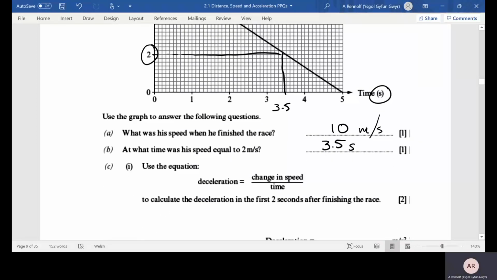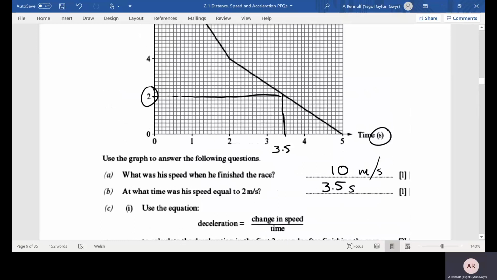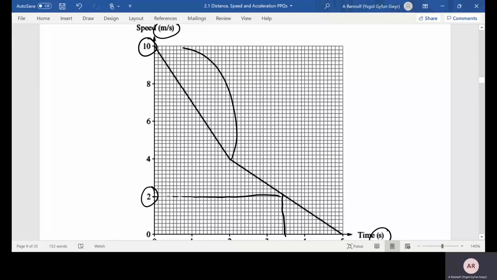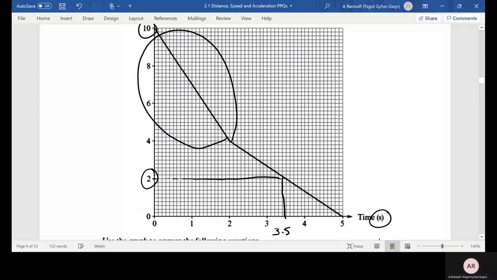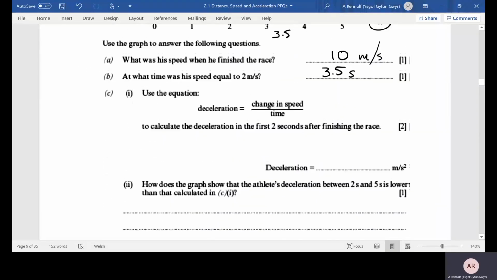Using the equation then, deceleration is change in speed over time. Let's calculate the deceleration in the first 2 seconds after finishing the race. So in the first 2 seconds, we're dealing with this part of the race. That's the first 2 seconds. Our change in speed here, we go from 10 to 4. So the change in speed is 6, and the time period is, well, 2 seconds. That's what they've asked us to investigate in the question.